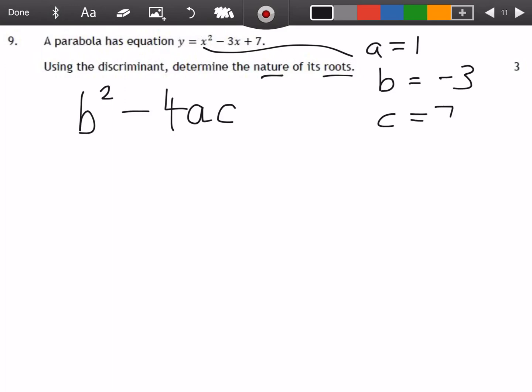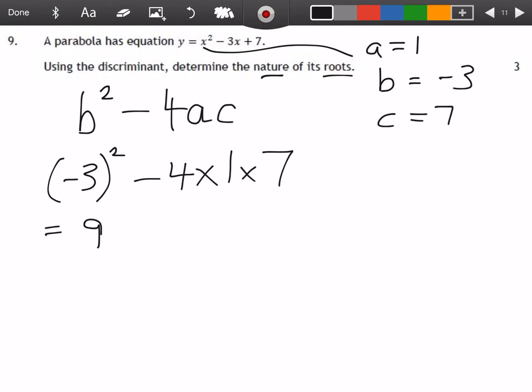Sub these numbers in the right place in the formula. 4 times 1 times 7. Negative 3 squared. 3 squared is 9, positive 9. Take away 4 times 1 times 7. 4 7's 28. So we've got negative 19.